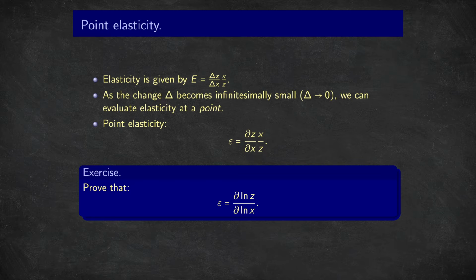So to get to grips with this definition, here's a nice exercise. Let's prove the following result, that our definition is equivalent to the following. So you're asked to prove that epsilon is also equal to the partial derivative of the log of z with respect to the log of x. So have a go at this exercise, go through the definition, and pause the video now, and in a moment I will show you two different proofs of this result.